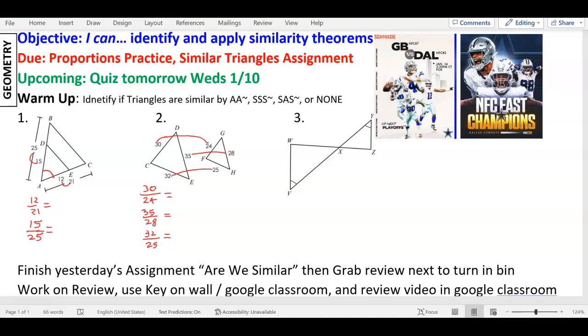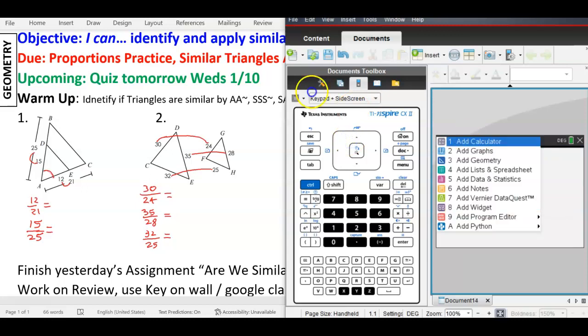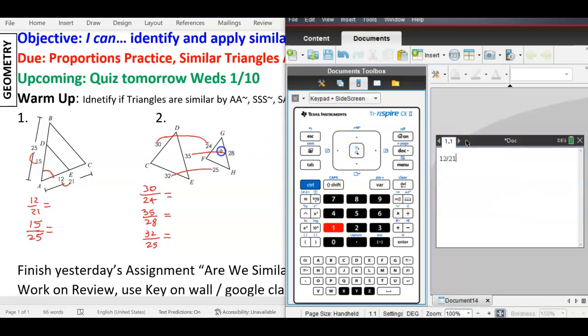Now here's the question. Are these sides proportional? Do they give you the same number when you divide them? If so, then it would be side angle side similarity. Let's do the math though. 12 over 21, control enter. And then the other connection was 15 and 25, so 15 over 25, control enter. Did I get the exact same numbers?